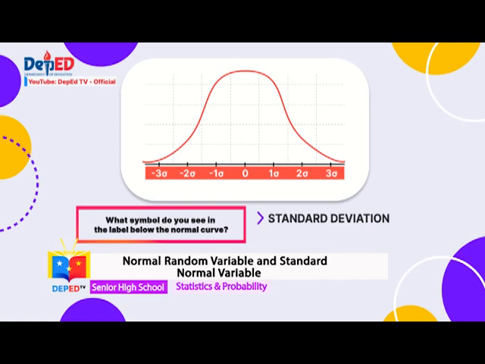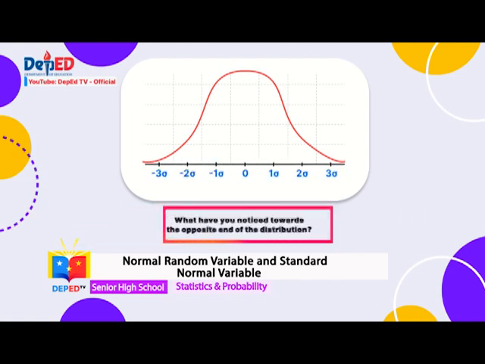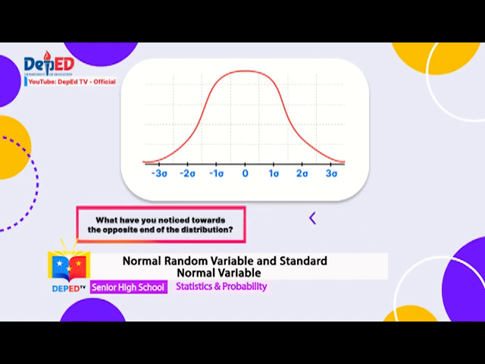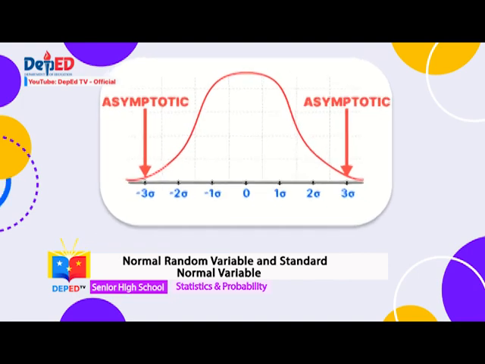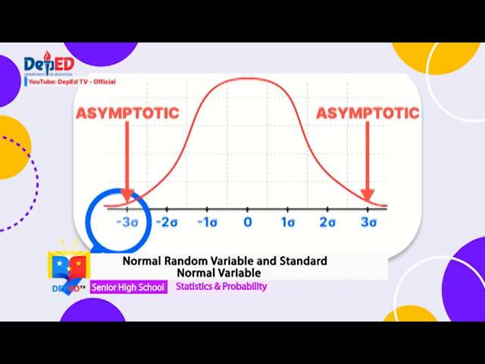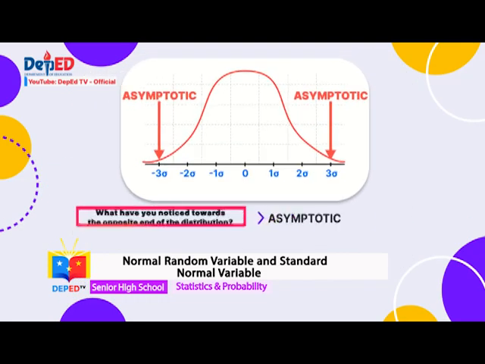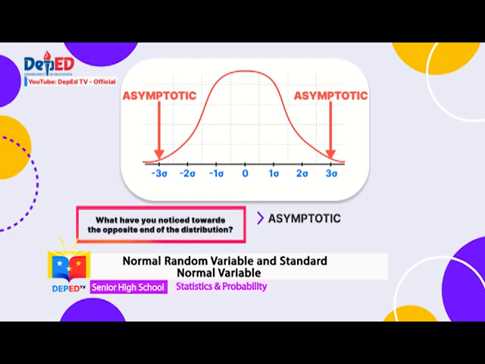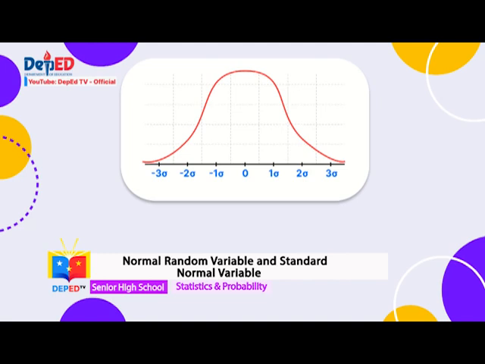The fourth property of a normal curve is that the width of the curve is determined by the standard deviation of the distribution. What have you noticed towards the opposite end of the distribution? The tails of the curve are plotted in both directions and flatten out indefinitely along the horizontal axis. The tails are asymptotic to the baseline. A portion of the graph that is asymptotic to a reference axis or another graph is called an asymptote, always approaching another but never touching it. The last property is that the total area under a normal curve is 1.